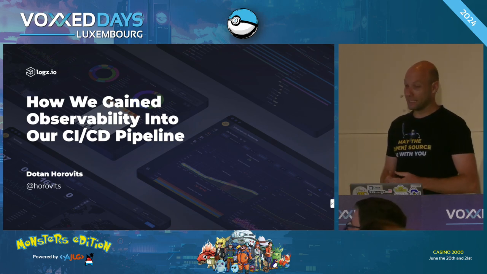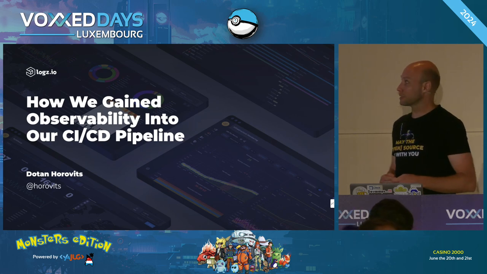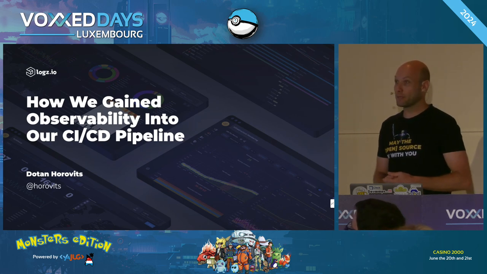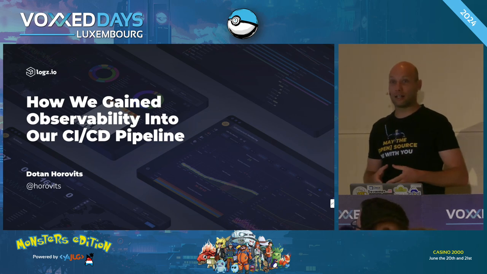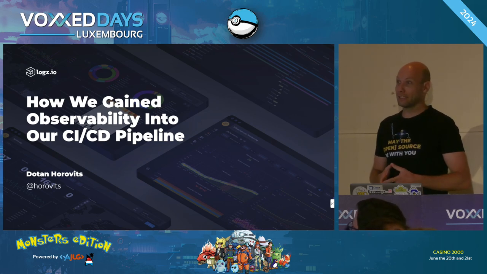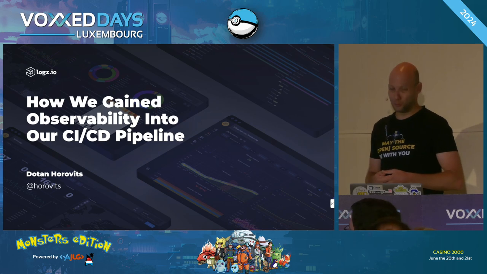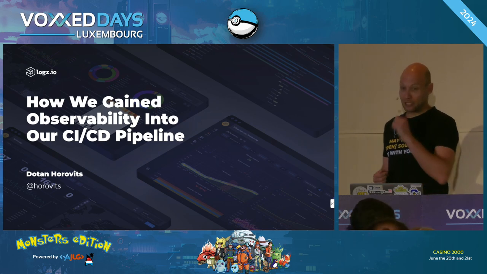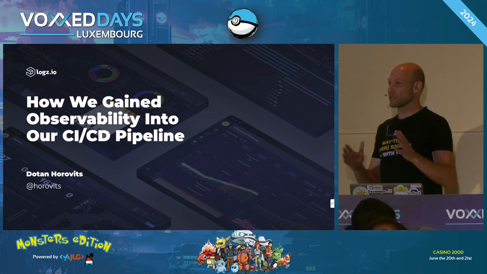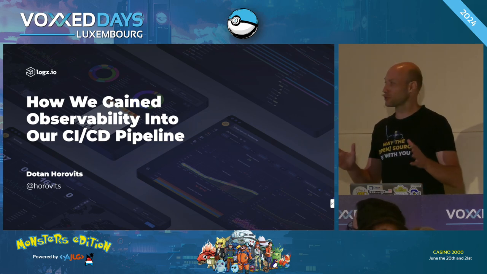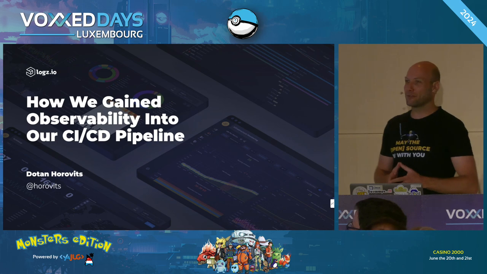Today I'd like to talk to you about CI/CD observability and how we gained observability into our CI/CD pipeline, and how you can too. I'll use Jenkins as a reference, but the focus is on the principles and patterns, so even if you don't use Jenkins, it'd be very much relevant for you.